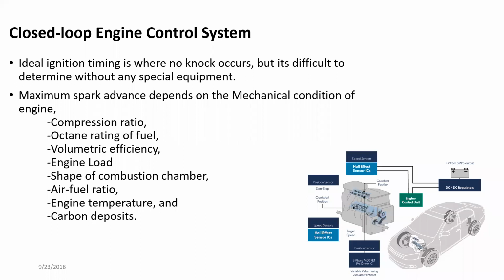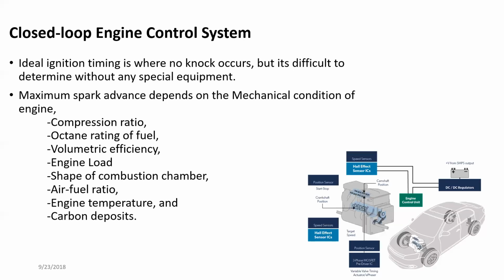For knocking and all these small changes happening inside the engine, it depends on so many things: compression ratio, octane number of the fuel, volumetric efficiency, what sort of engine load there is, what sort of combustion chamber there is, air-fuel ratio, engine temperature, and carbon deposits. There's no way for all these things to be measured by the engine management system. There are some things it can measure, but it only uses the closed loop signal.